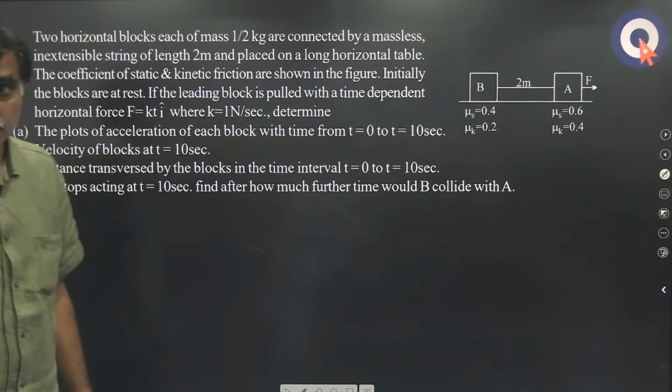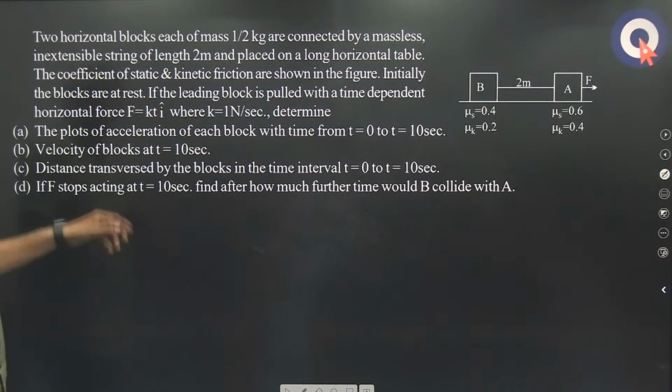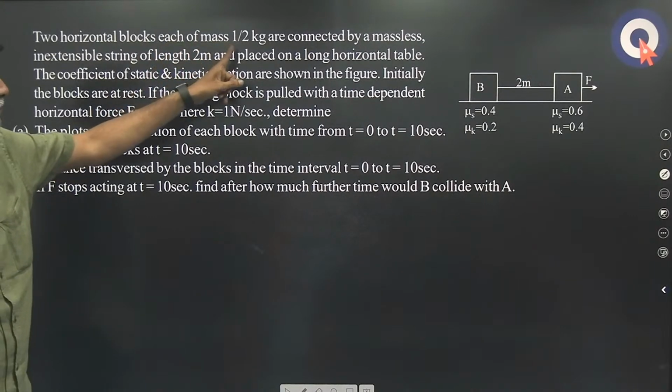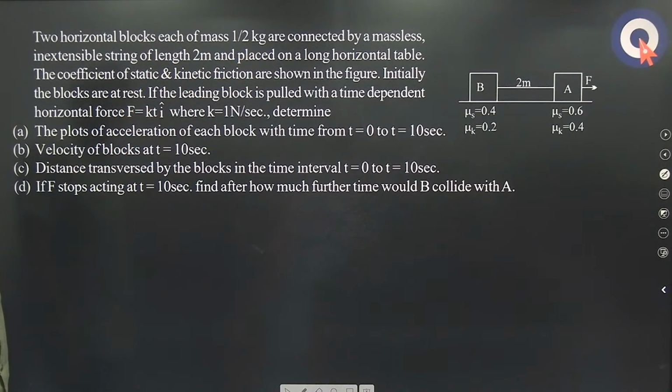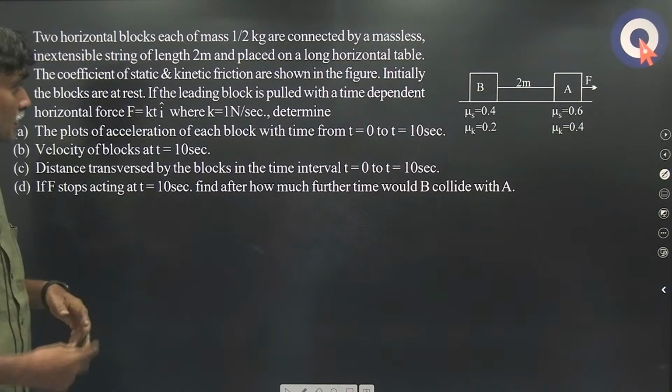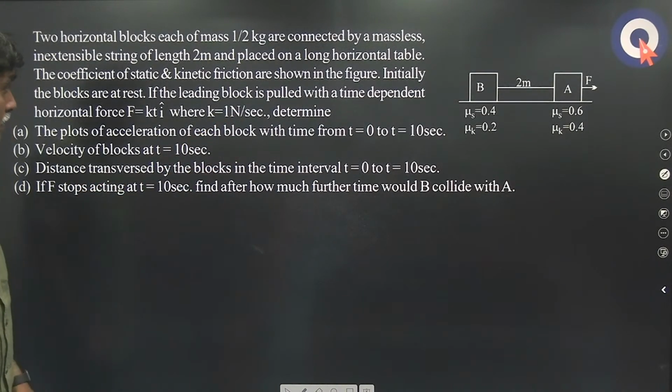Now, next question. This is the question. Two horizontal blocks each of mass half kg are connected by a massless inextensible string of length 2 meters and placed on a long horizontal table. The coefficients of static and kinetic friction are shown in the figure. Initially, the blocks are at rest. If the leading block is pulled with a time dependent horizontal force F equals kt, where k is 1 Newton per second, determine the plots of acceleration of each block with time from t equals 0 to t equals 10 seconds. Okay.